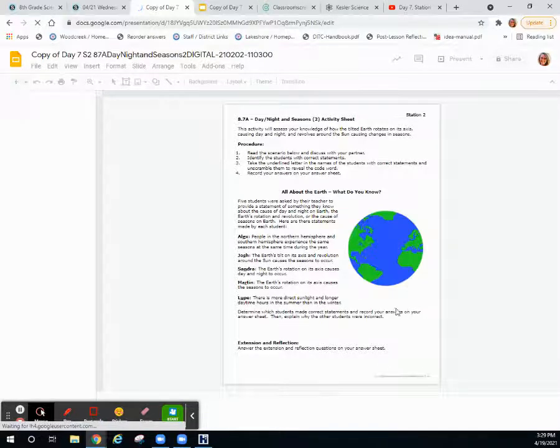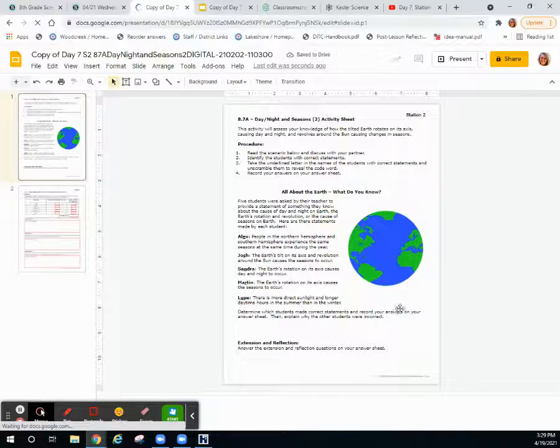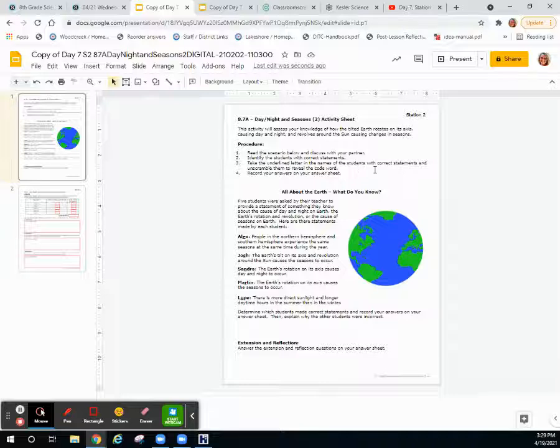Okay, so we have some scenarios here. Lots of text. This activity is going to assess your knowledge of how the tilted Earth rotates on its axis, causing day and night, and how it revolves around the sun, causing changes in our seasons. You're going to read each scenario below and identify the students with the correct statements. Take the underlined letter in the names of the students with the correct statements and unscramble them to reveal your code word. And we will record this on our answer sheet.